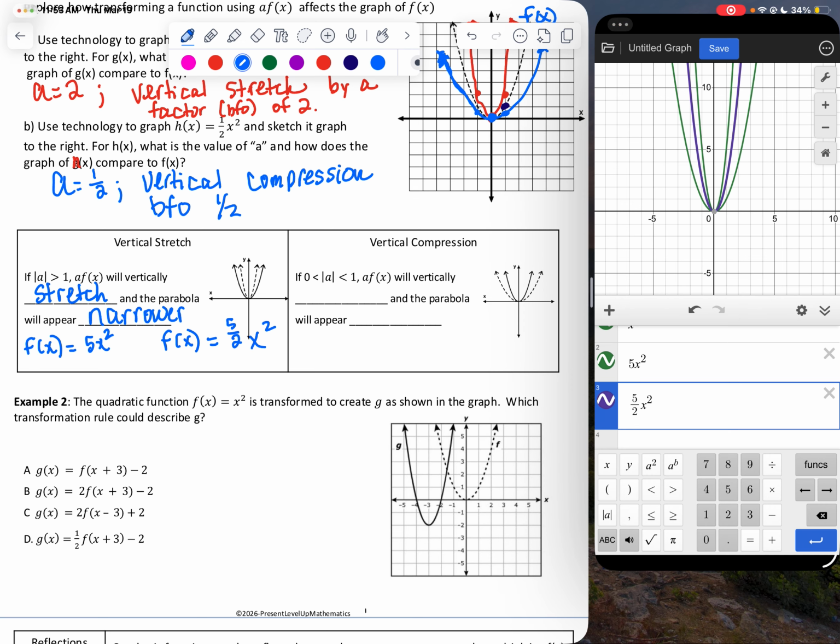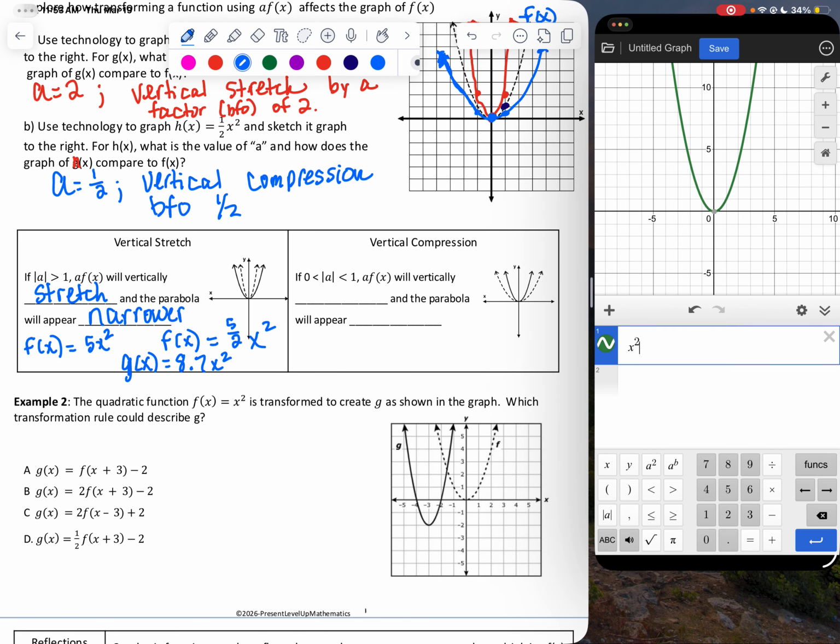You could have g of x is equal to 8.7 x squared. As long as that coefficient is bigger than 1, it's going to stretch. So 8.7 x squared. Okay? The bigger you get, the more those y values stretch.